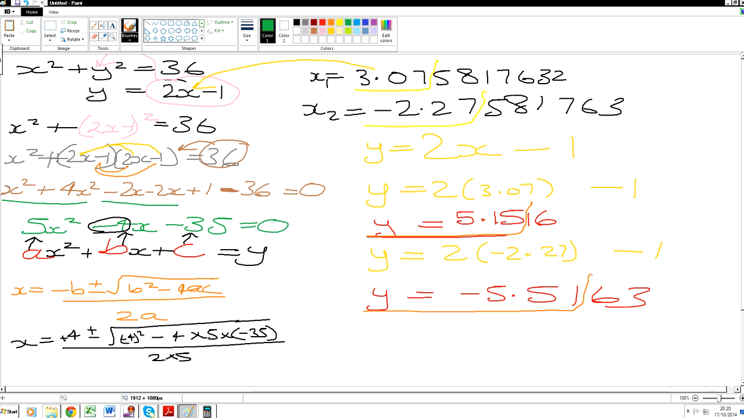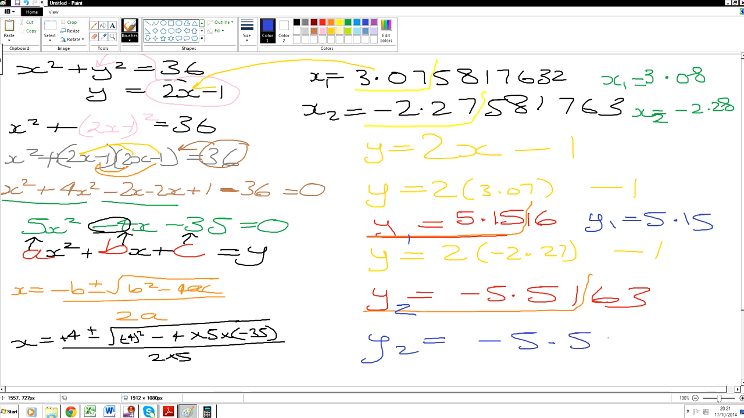Okay, let's give the new answers. So 3.075 becomes 3.08. That's my x1. Minus 2.275 becomes minus 2.28, x2. Okay. y1, 5.1516 becomes 5.15. And y2 becomes minus 5.52.